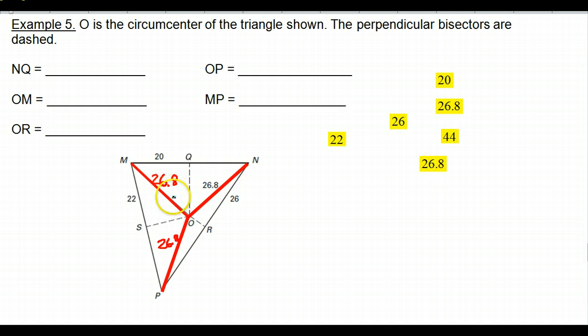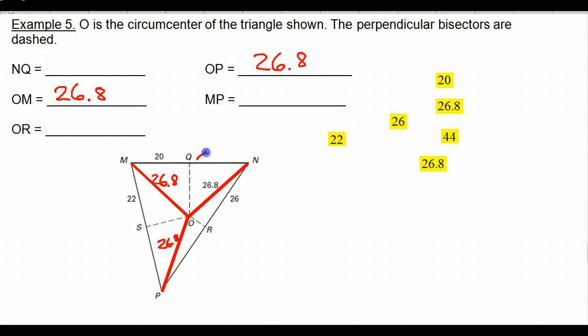Are those any of my answers? MO, did they ask me for that? Yes. That's why this is 26.8. OP, did they ask me for that? Yes, that is also 26.8. So we got that just because the circumcenter is equally distant to the vertices. Now, what else do we need? NQ. Oh, that's an easy one.